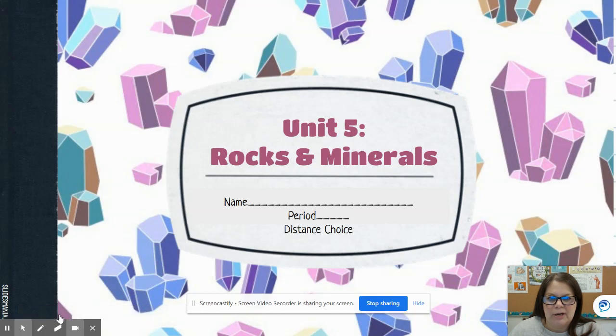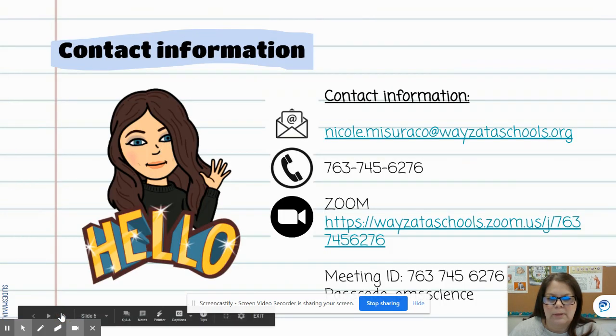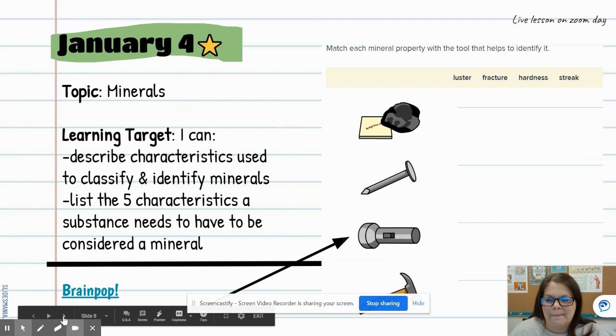There's the cover to our new digital notebook. Our plan for the next 3 weeks. Contact information. Study guide, Quizlet decks, the YouTube playlist, the January calendar, and then remember you have a textbook.